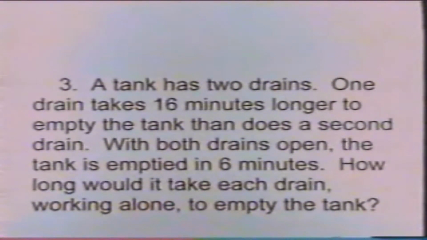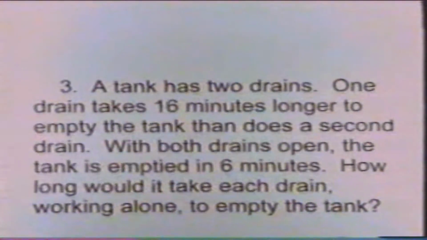Okay, so let's analyze the times that the problem has given us. One drain takes 16 minutes longer than the other one. So we don't know how long that one takes, we just know that it takes 16 minutes longer than the other. Now with both drains open, the tank is emptying at 6 minutes. So that 6 minutes is not a rate for either one because that's both drains working together. So what this means is we don't know the rate for either one. Alright, let's take a look at our setup.